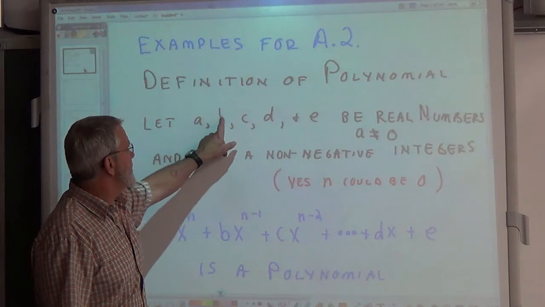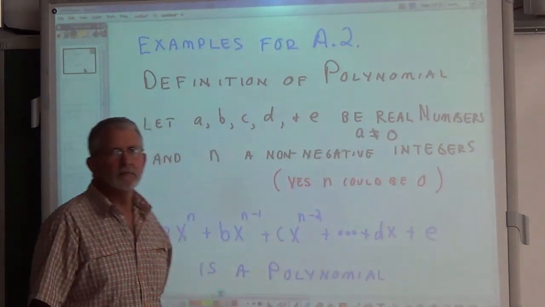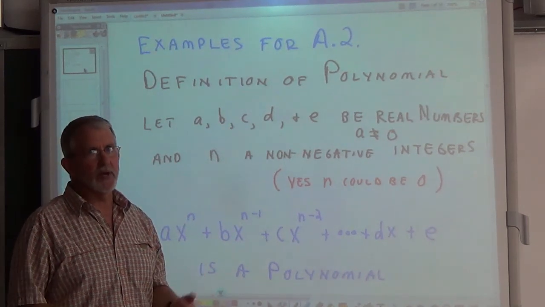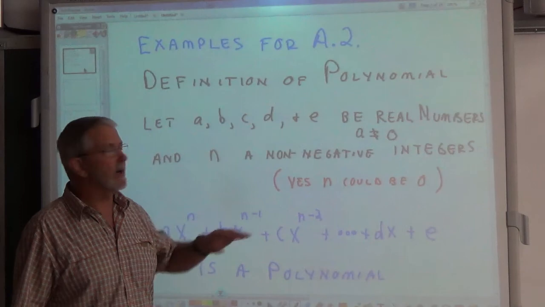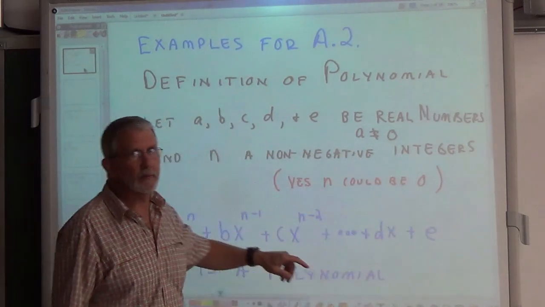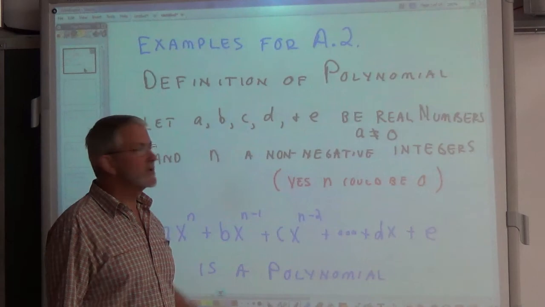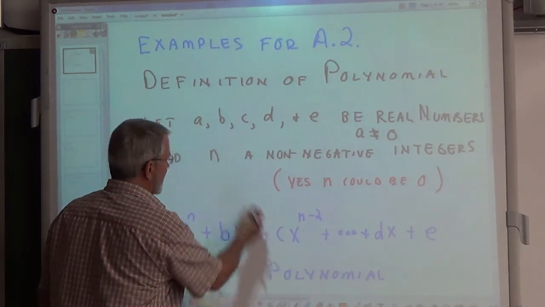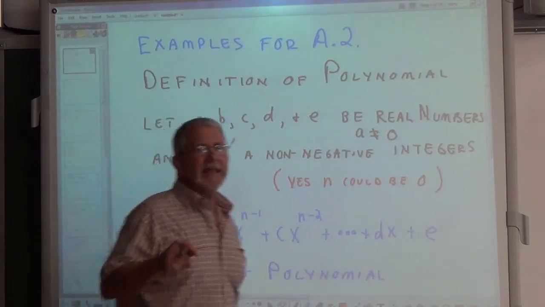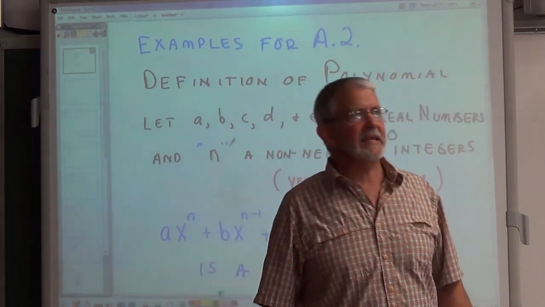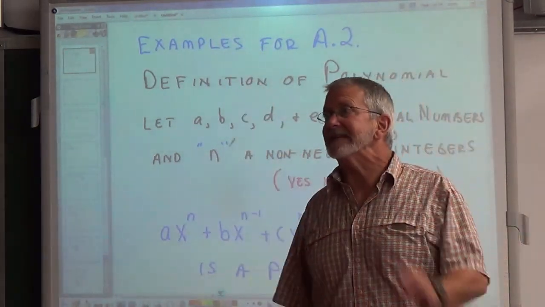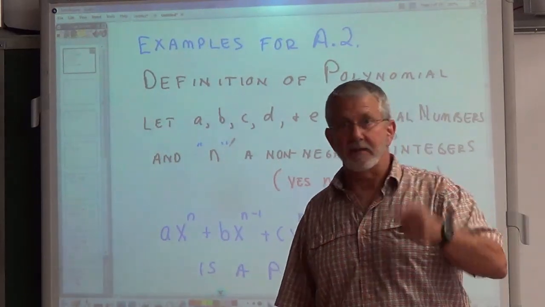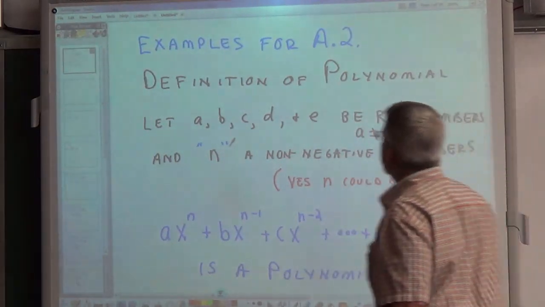We're going to consider a, b, c, d, and e real numbers. Square root of 2, 5, 8, negative 9, anything you want, real number. Except we're going to have one condition on these real numbers, and that condition is that a cannot equal 0. And we're going to consider n, a non-negative integer. That's the key here. n, which is going to be our exponent, is a non-negative integer. 0 is non-negative. n can be 0. Keep that in mind.